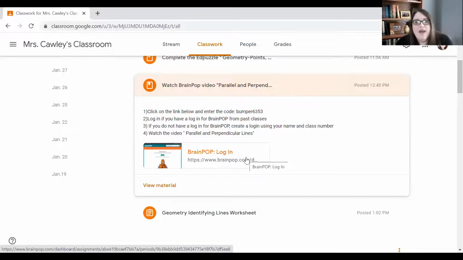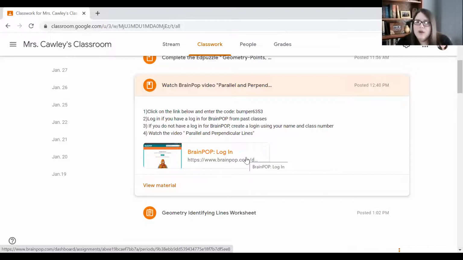So I want you to log in if you already have a login for BrainPop from a past class. So if you have it for Ms. Taylor's class, log into that. If you had it for a class last year or maybe a specials class, use that. That's great. If you don't have a login for BrainPop, create a login using your name and your class number.